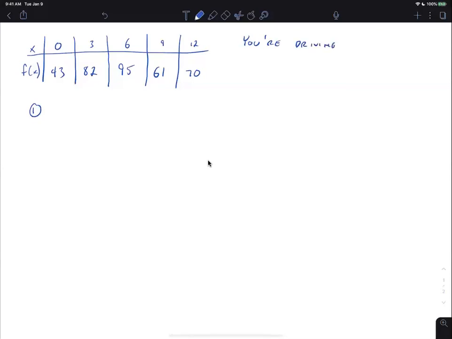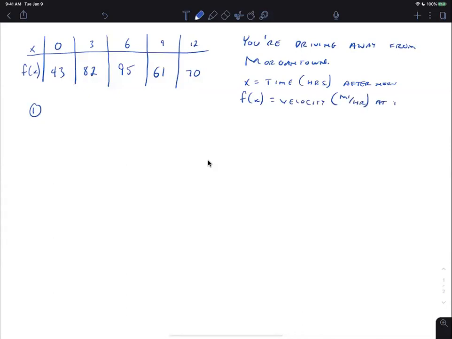All right, so you're driving away from Morgantown for whatever reason. X is the time, in hours after noon. And f of x is the velocity in miles per hour at time x.